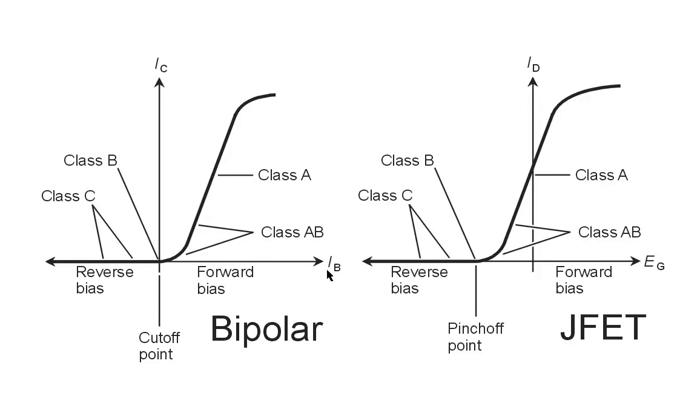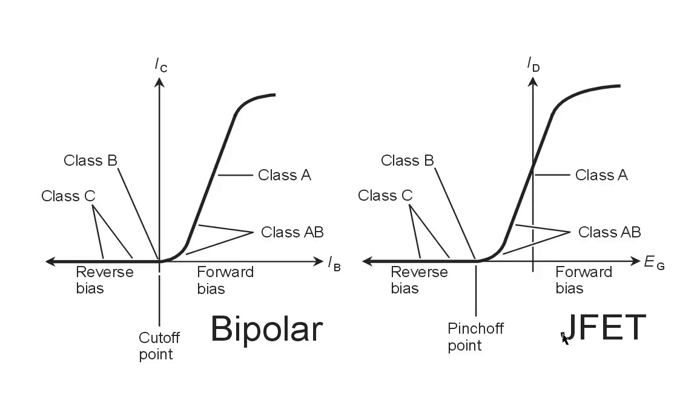I sub B is the base current. I sub C is the collector current. That's in a bipolar transistor. Notice that with forward bias we get conduction. With reverse bias we don't, more or less. The forward breakover point actually for a transistor like this is about 0.6 of a volt in a silicon bipolar transistor, the same as the forward breakover voltage in a silicon diode.